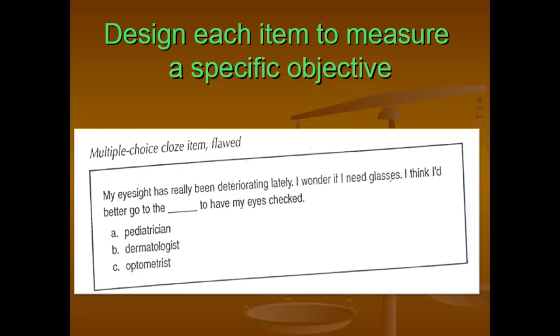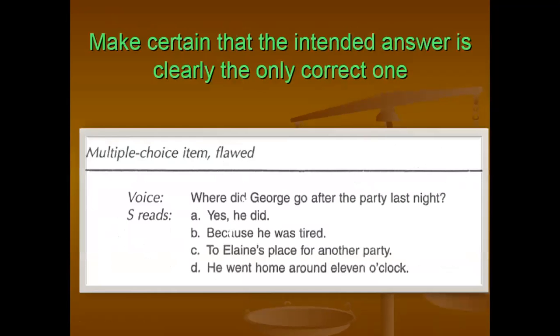Here in this case, the flaw has to do with a word in the stem that contributes to confuse the test taker. In this case, the word that creates confusion in the test taker is deteriorating. So in this case, the correct answer is the optometrist. Okay.